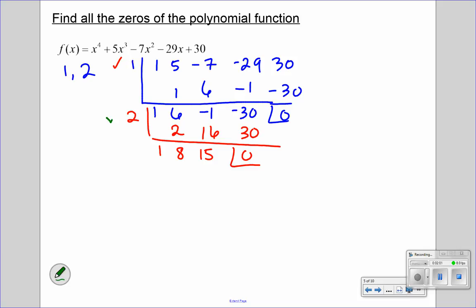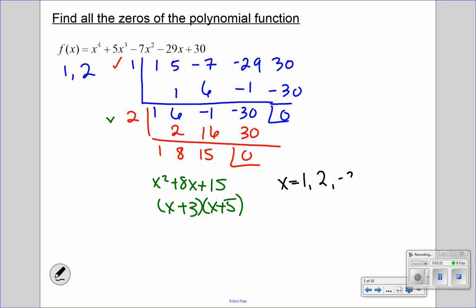So what we can do is, since we started at x to the 4th, we divide it, it's x cubed, then x squared. So we can write this as x squared plus 8x plus 15. I can factor this out quite easily. So this is x plus 3 and x plus 5. So my solutions to this are 1, 2, -3, and -5. And we did it with 2 layers of synthetic division.